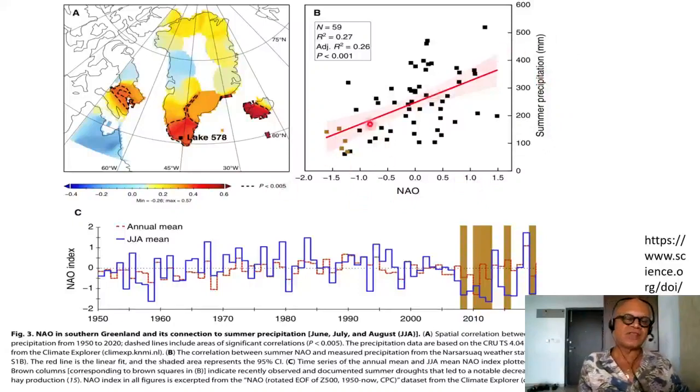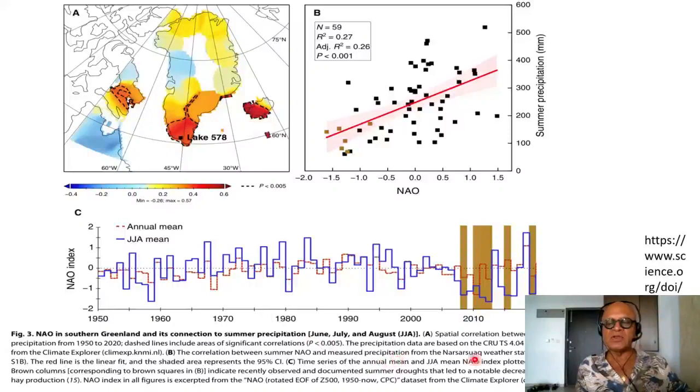Obviously there is a strong relation. If you look at the NAO index and annual mean precipitation versus JJA mean precipitation, NAO in southern Greenland and its connection to summer precipitation, June, July, August. Spatial correlation between summer NAO and precipitation from 1950 to 2020. Dashed lines include areas of significant correlation with high significance.